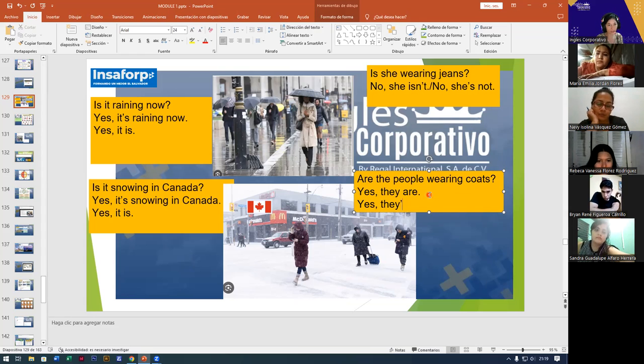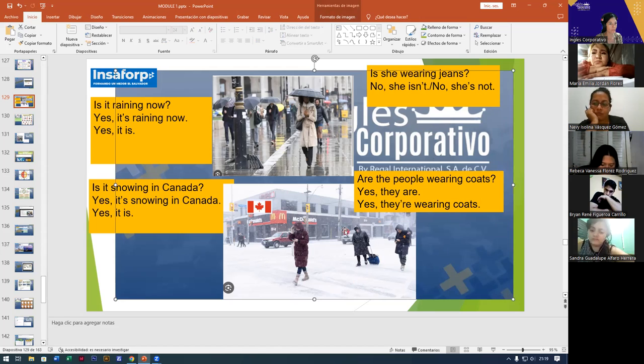Suppose that is with contraction. Yes, they're wearing coats. And that will be the affirmative case. So the two manners are correct to use here. Now, y en la larga sí se puede hacer. Contraction or no contraction? That is correct, the two manners.